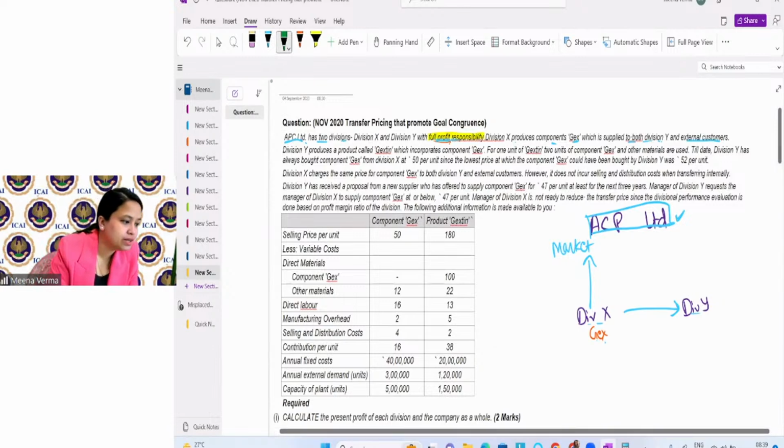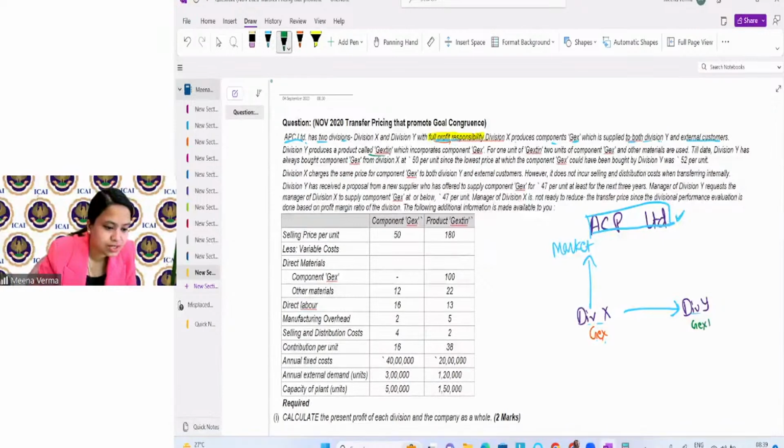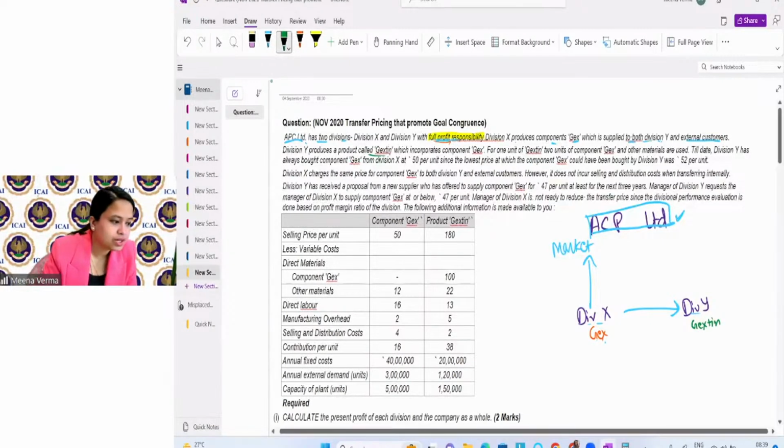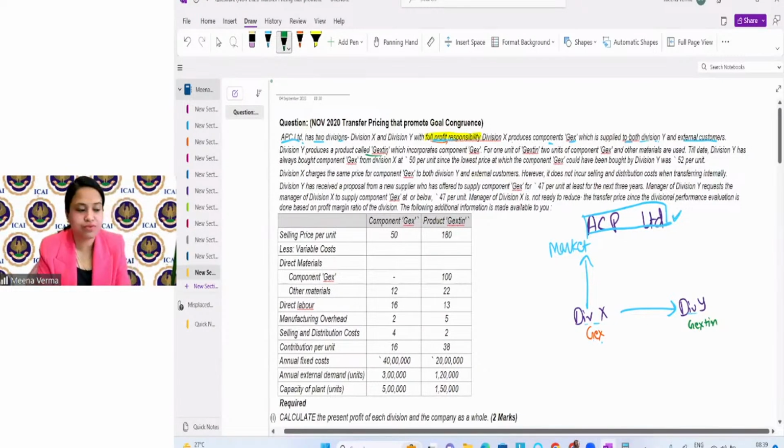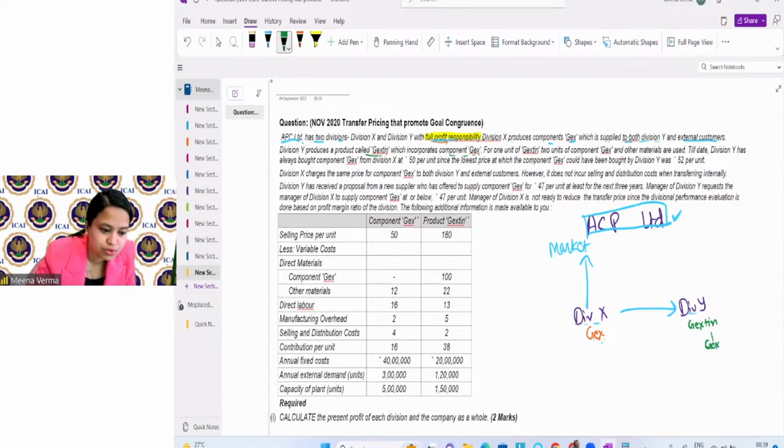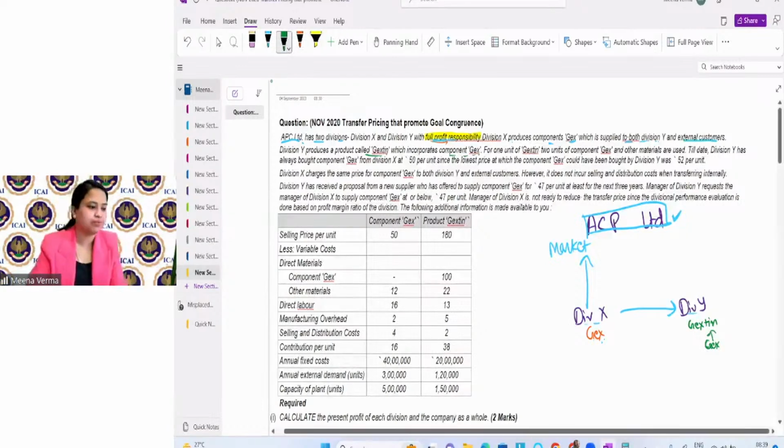All right. Then division Y produces a product called Jextin. Here, see what is happening? Division Y is producing a product of Jextin, which incorporates component Jex. So actually they are using Jex to produce Jextin.